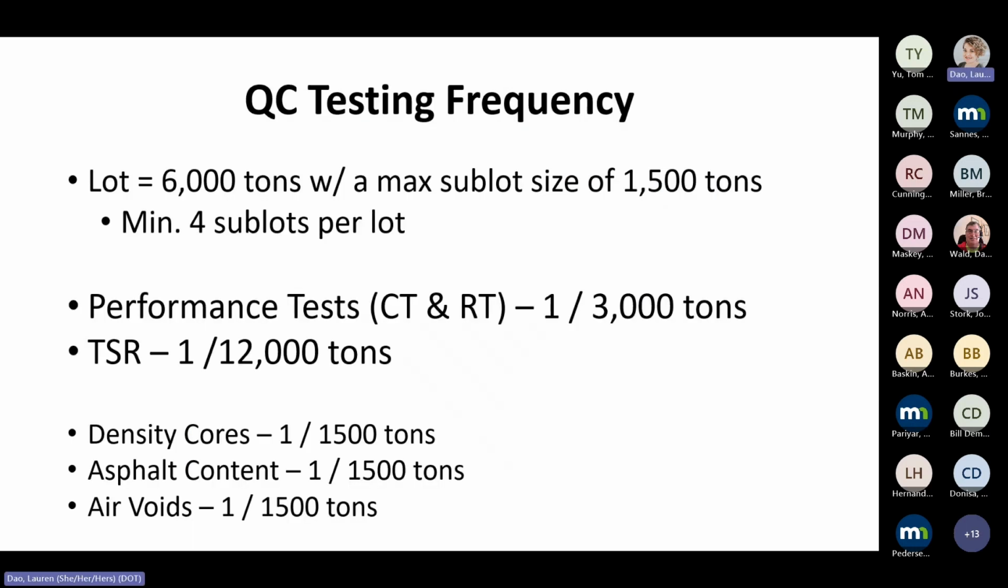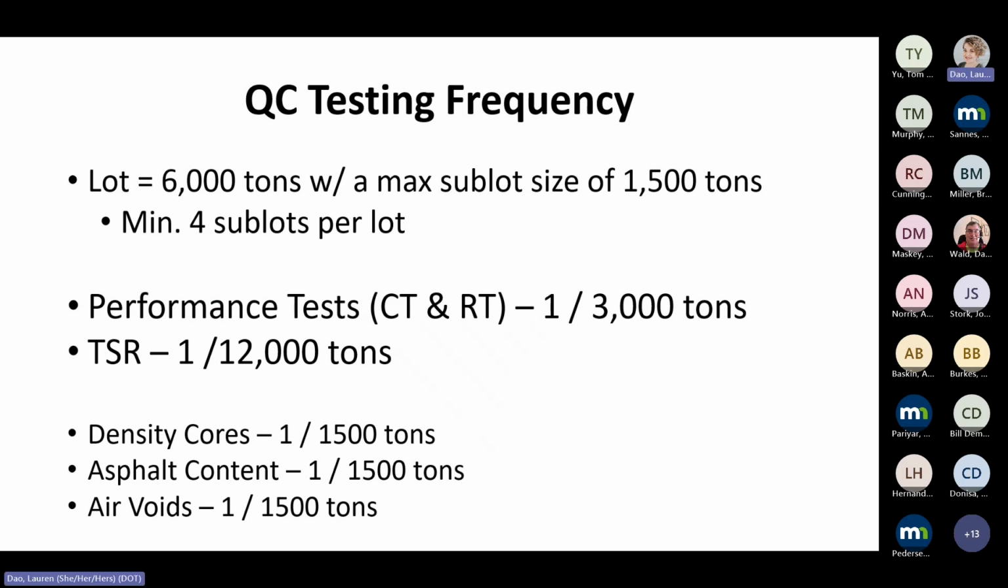So here's the hardest part of making this spec: how we are going to do all this testing along with the volumetric testing as well. We looked at a lot size of 6,000 tons with performance tests twice per lot, or 1 per 3,000 tons. And then our TSR is at 1 per 12,000 tons, or 1 per 2 lots, with density cores at 4 per lot, and volumetrics at 4 per lot at a minimum, which they could do more if they choose to.